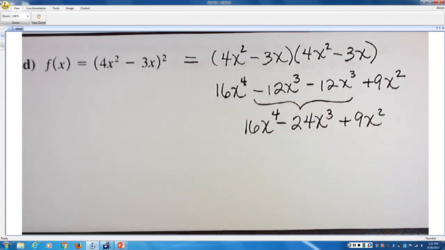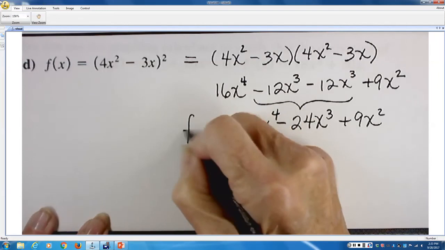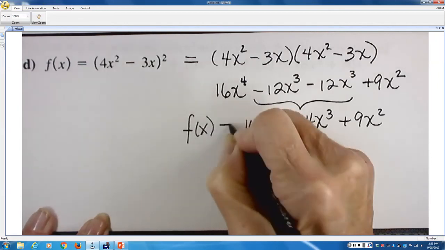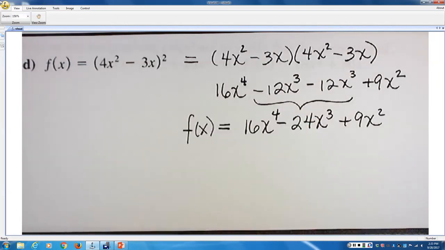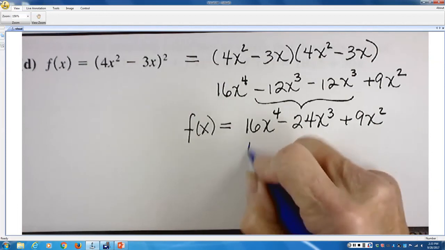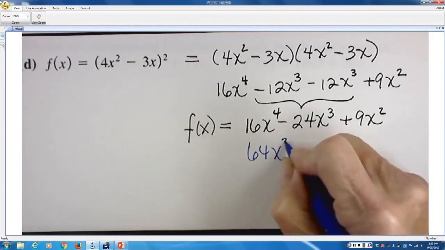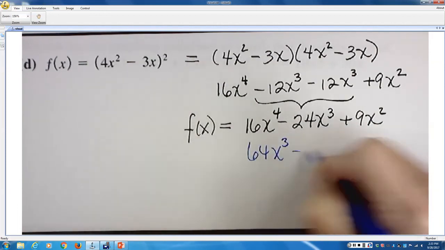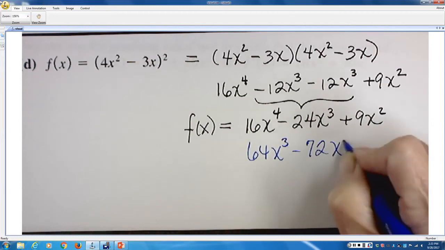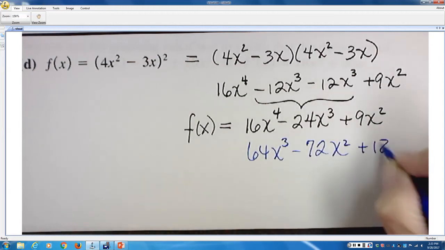And now you know why you spent all that time learning to square binomials. This is where you needed it. So there's the equivalent to f of x. Now you tell me the derivative. Okay. Excellent.